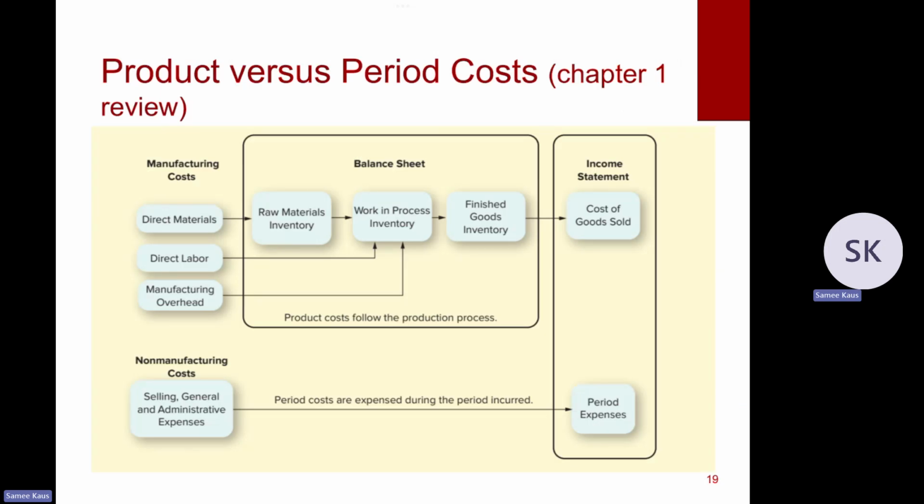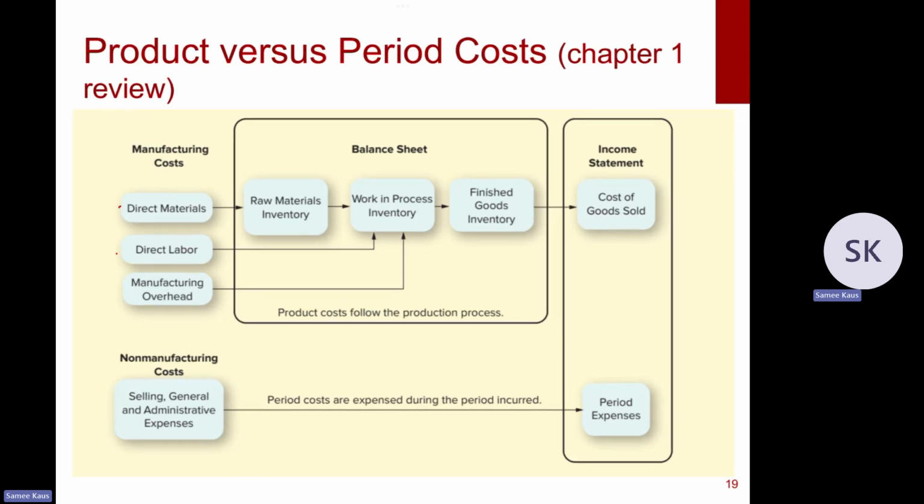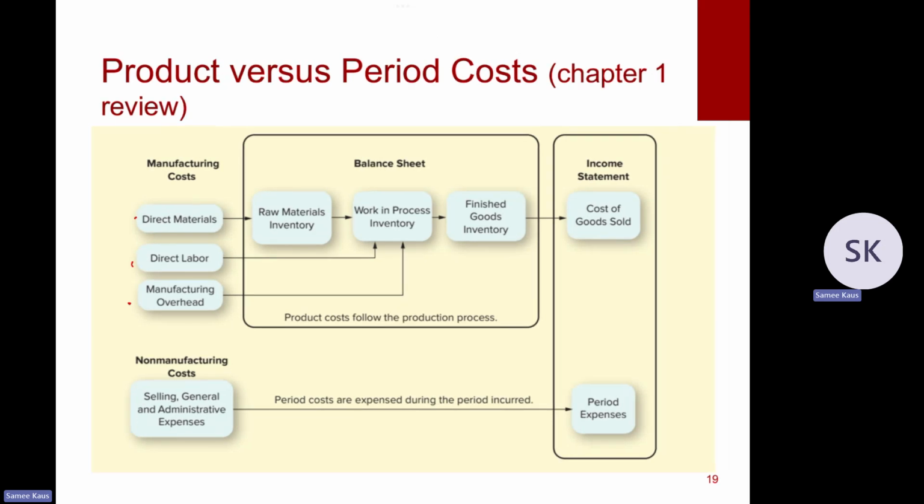So here's a flow chart of what we've been talking about, where we have product versus period costs. Oh my gosh, excuse me. I haven't been feeling well, which is always kind of a bummer. So I'm sorry that I'm literally coughing in the background of these videos. It's probably kind of annoying. I do apologize. But this is just a review from chapter 1, where we have our DM, DL, and OH, and then we have our selling, general, and administrative expenses over here.